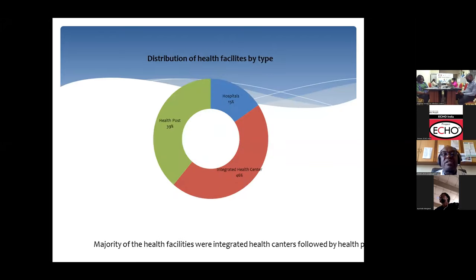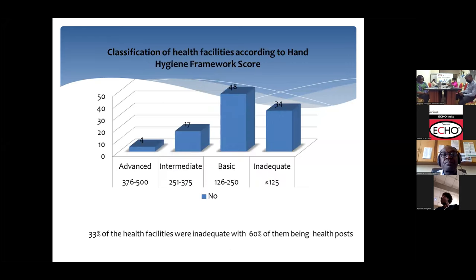Now, according to the type of facilities, majority of them, about 46%, were integrated health centers. And as I mentioned earlier, integrated health centers are found mostly in rural communities.